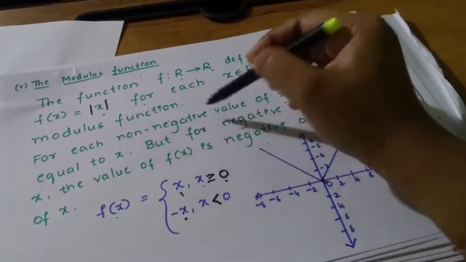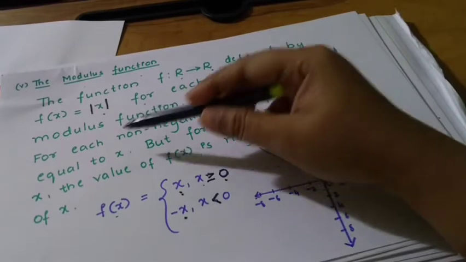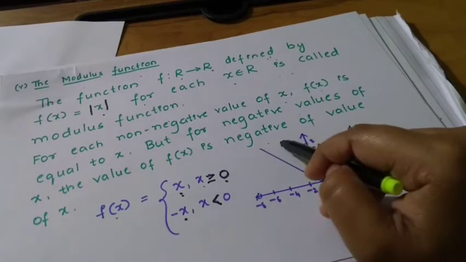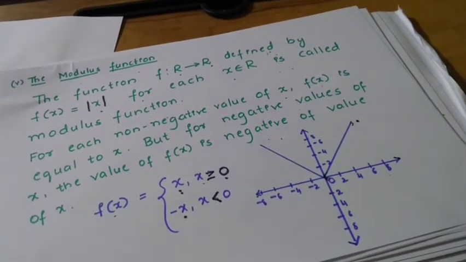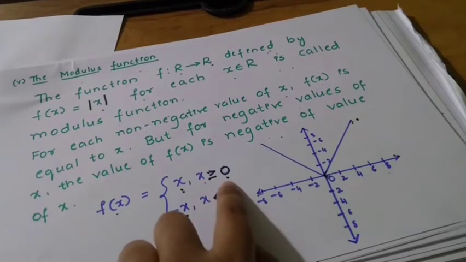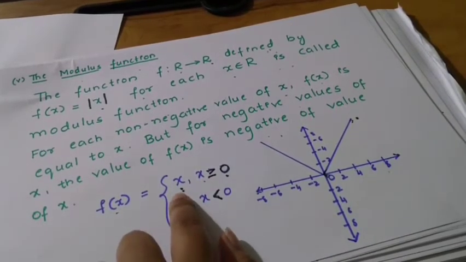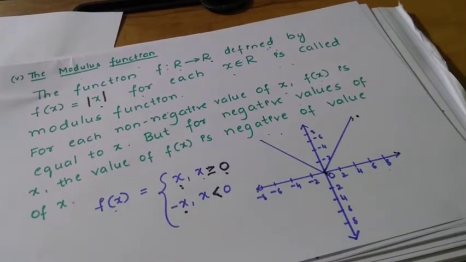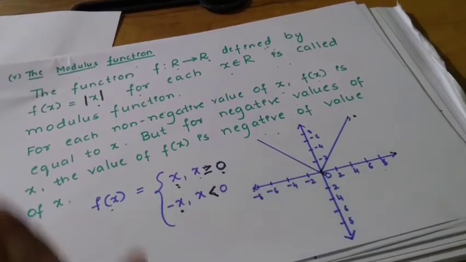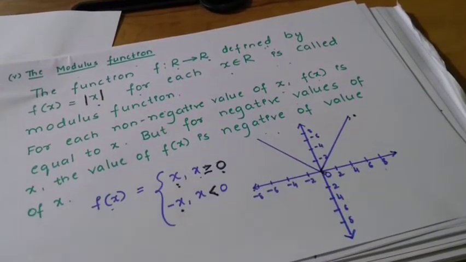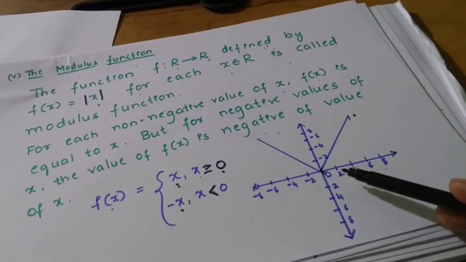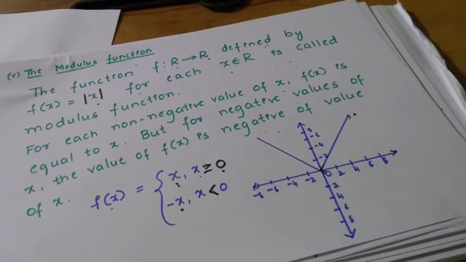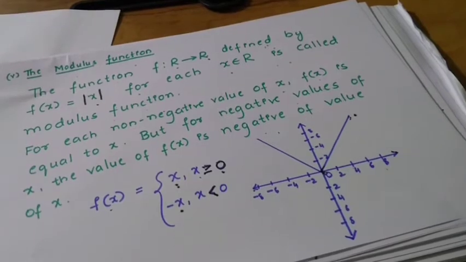Okay, for each non-negative value of x, f of x is equal to x. And for negative values of x, the value of f of x is the negative of the value of x. Means for x greater than or equal to 0, f of x is x. For x less than 0, f of x is minus x. Okay, so this is the graph of the modulus function. This is all you have to write for the definition as well as the example for the modulus function. Okay, this is the fifth function, that is the modulus function.